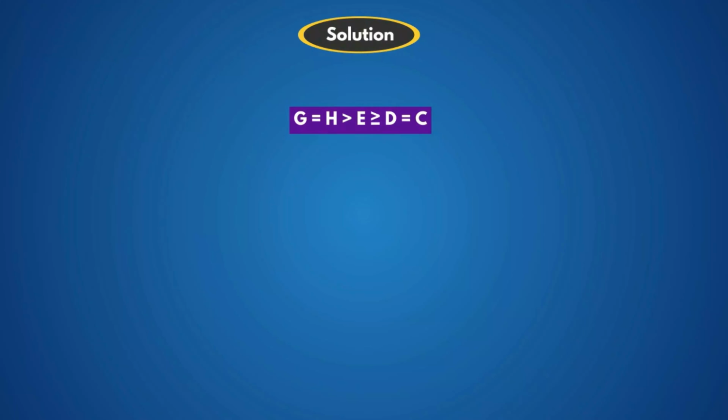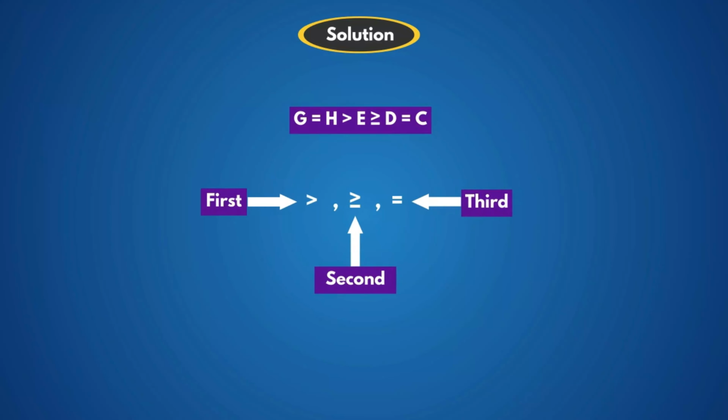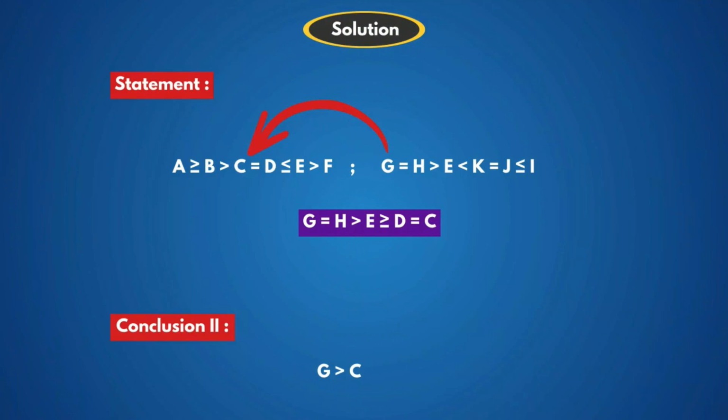Here we can observe that from G to C, a combination of greater than or equal to symbols. We will give first priority to greater than symbol, second priority to greater than or equal to symbol and third priority to equal to symbol. So we can write this G greater than C. So conclusion 2 is true.